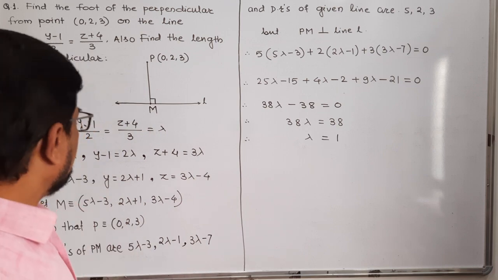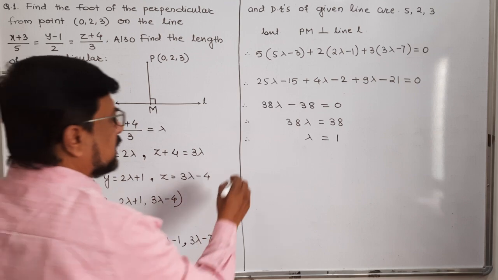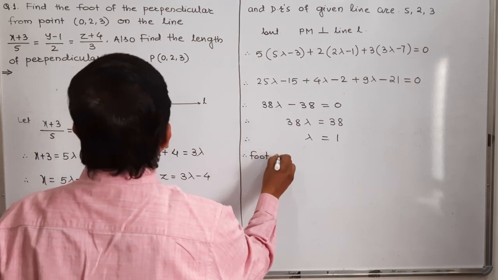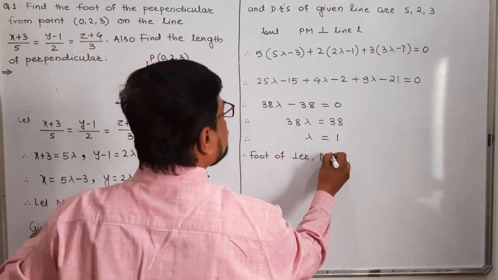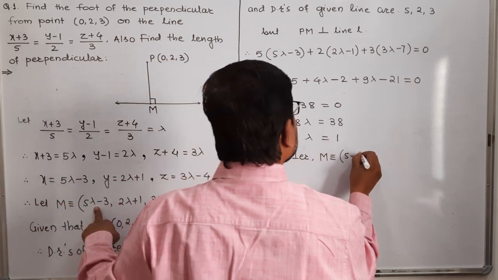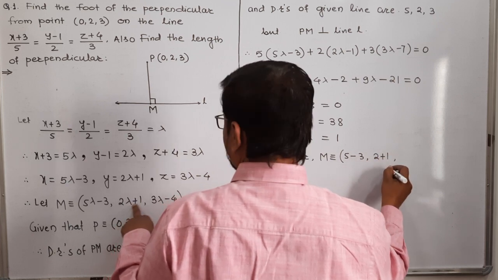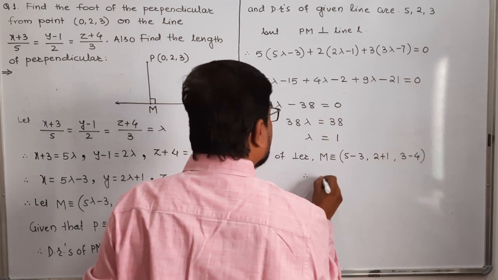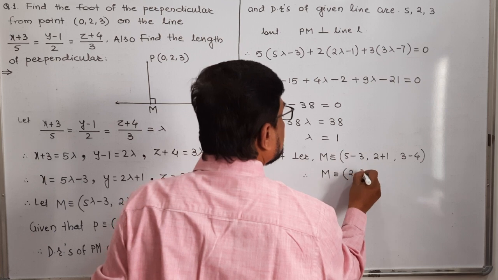Lambda की value 1 आई, तो इस lambda की value यहाँ पे रखेंगे. Therefore, the foot of perpendicular M has coordinates 5 minus 3, 2 plus 1, 3 minus 4. Therefore, we can say that M has coordinates 2, 3, minus 1.